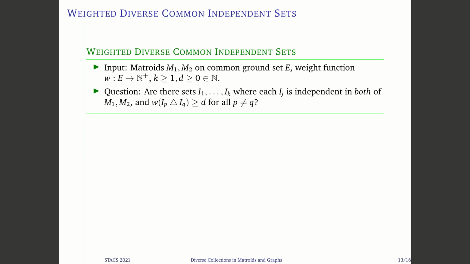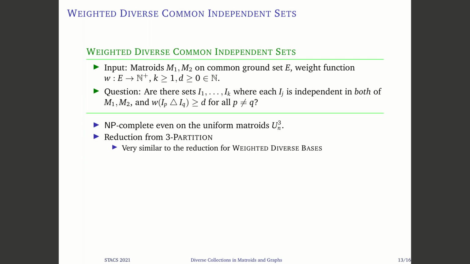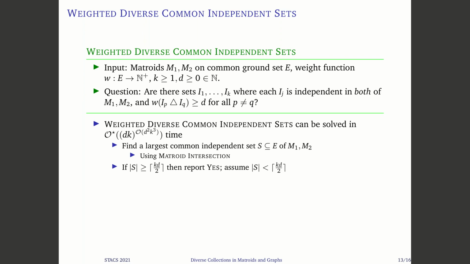So now we move on to weighted diverse common independent sets. This is again NP-complete even on the uniform matroids U(3,n), and the reduction is again from 3-partition, and this reduction is in fact nearly identical to the reduction for weighted diverse basis. We show that weighted diverse common independent sets can be solved in FPT time in d and k. Here is how we do it.